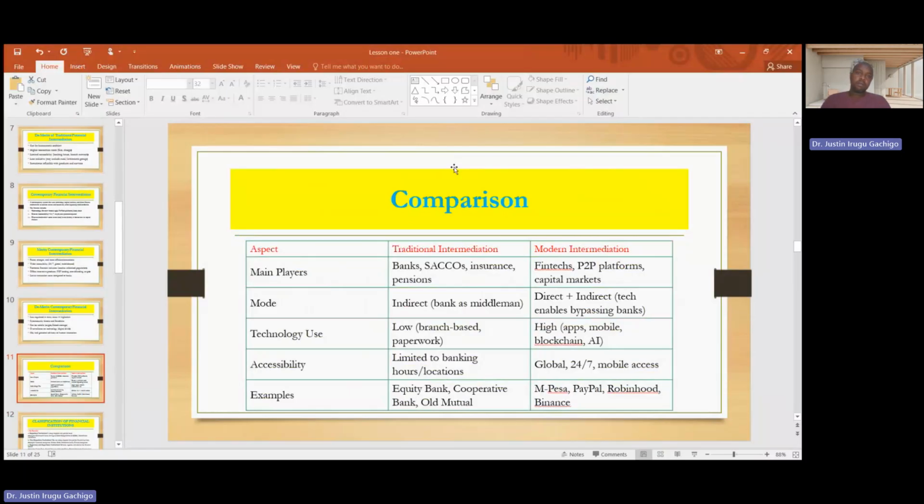Then we have the technology use. We have low branch-based paperwork. Then we have high app and mobile blockchain. Then we have accessibility for traditional intermediation. These are limited the banking hours, but for modern intermediation, it is global and it is 24/7. Examples of traditional intermediation, especially in Kenya, we have Equity Bank, Cooperative Bank, or Mutual. Then modern intermediation, we have M-Pesa, PayPal, Robinhood. I think Robinhood is not yet in Kenya, and Binance is not yet in Kenya.